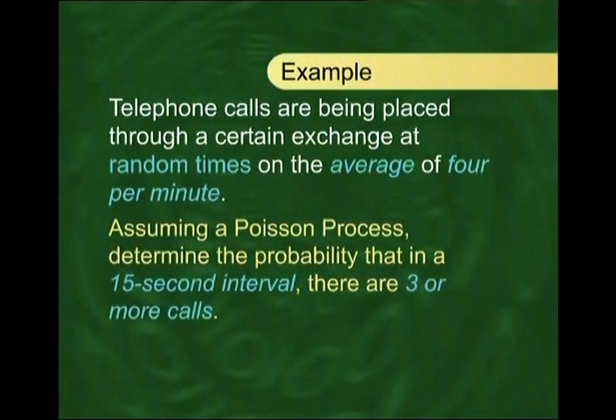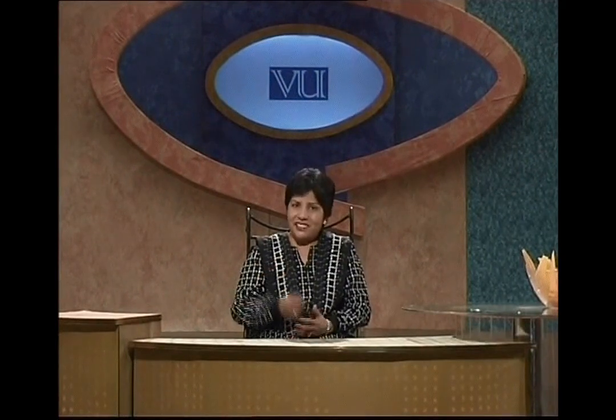Telephone calls are being placed through a certain exchange at random times on the average of 4 per minute. Assuming a Poisson process, determine the probability that in a 15 second interval there are 3 or more calls. Students, ab iske andar step by step karte hain.